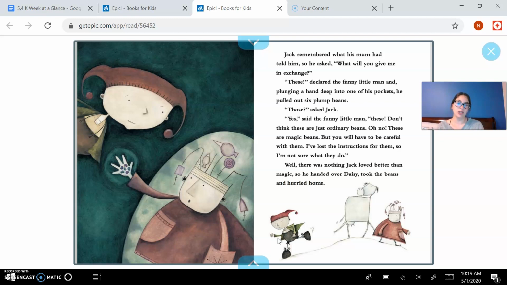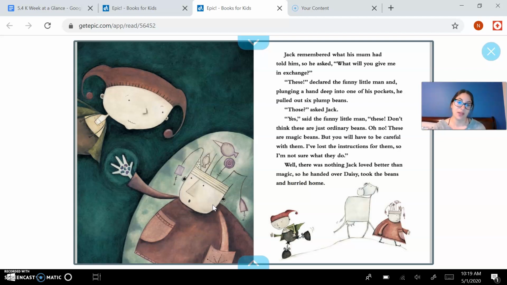So, we're talking about characters, and this funny little guy here, I don't even think he has a name, but the guy who's trying to give Jack the magic beans, his character doesn't seem very responsible because he lost the instructions for his magic beans. So that's what I think about him.